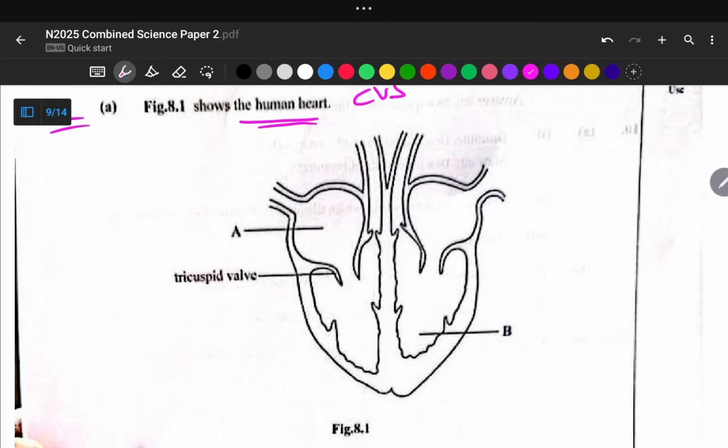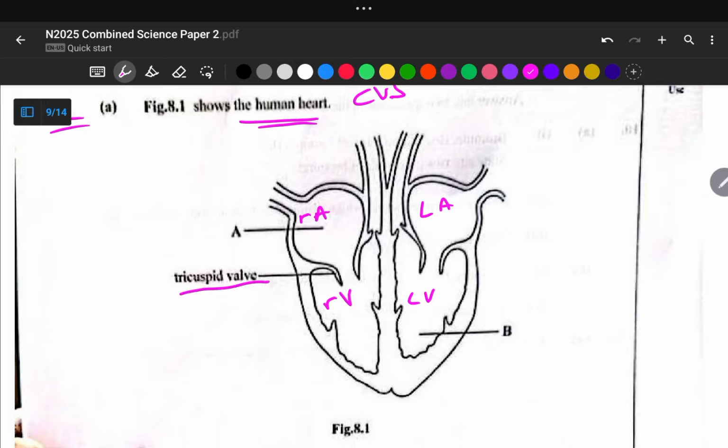So this is the heart. We are required to name the parts, right? To label the parts. So we are starting with this one, which is the right atrium, right? Meaning to say this one is the left atrium. This one is the right ventricle. This one is the left ventricle. As simple as that. And then we go on to the next part.